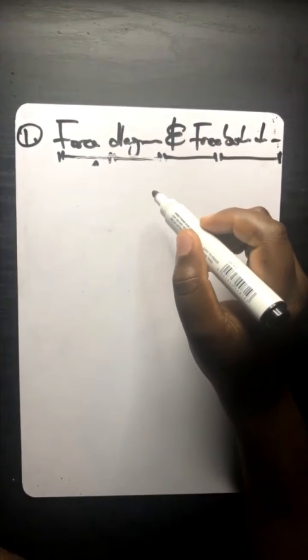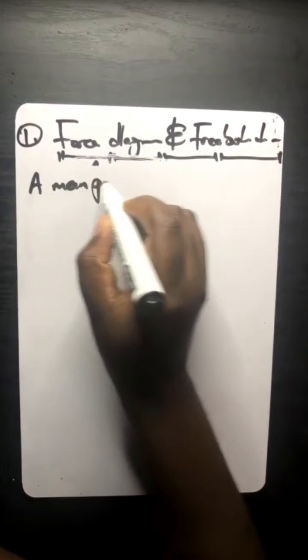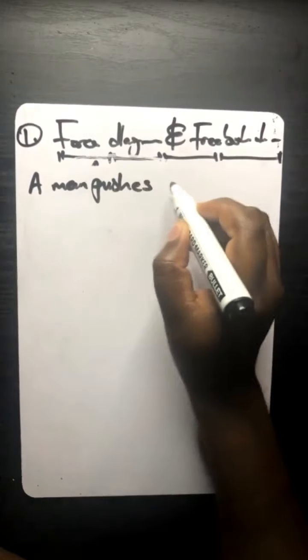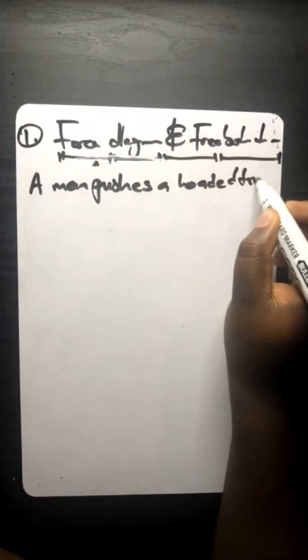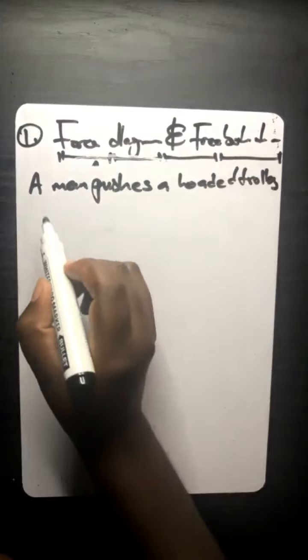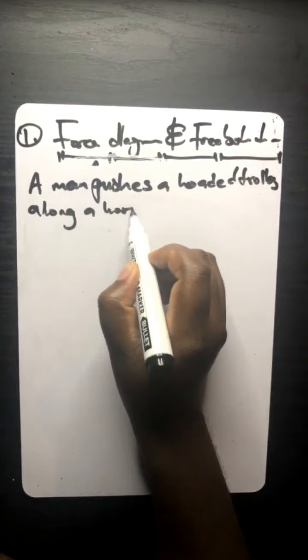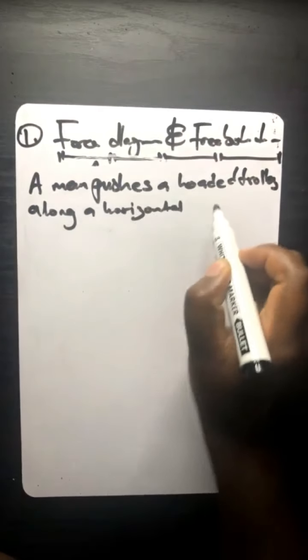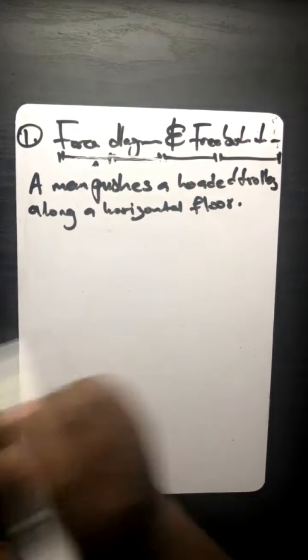So guys, a very quick example. A man pushes a loaded trolley along a horizontal floor. You can just write it down. So this is a quick example that I want us to consider.